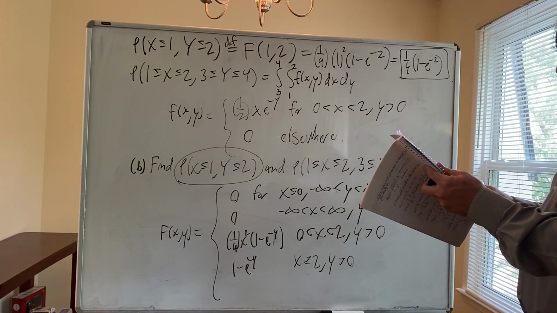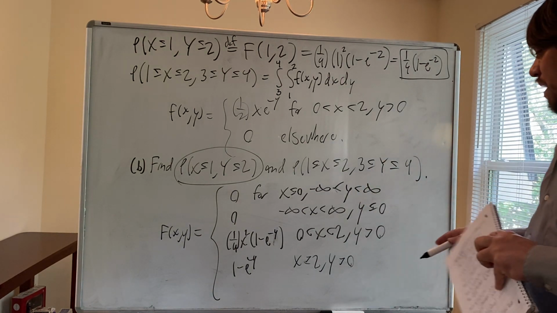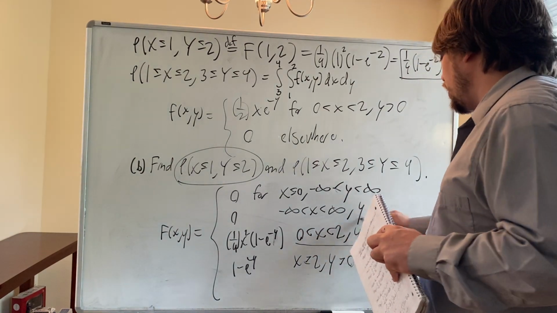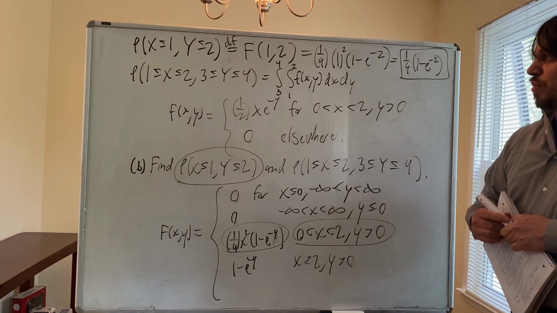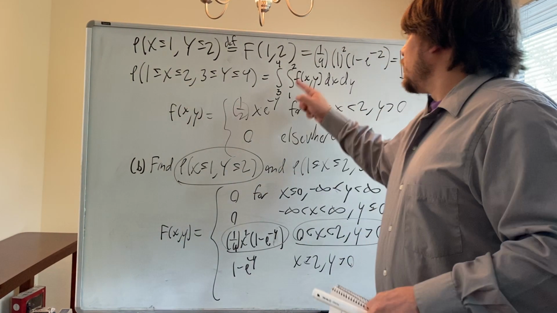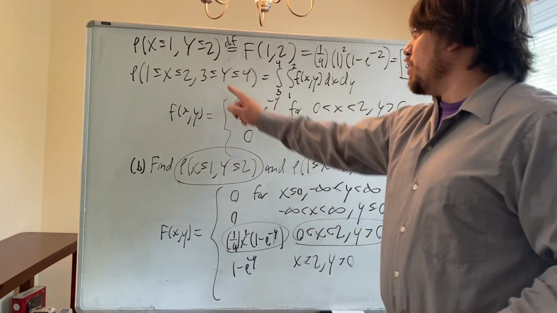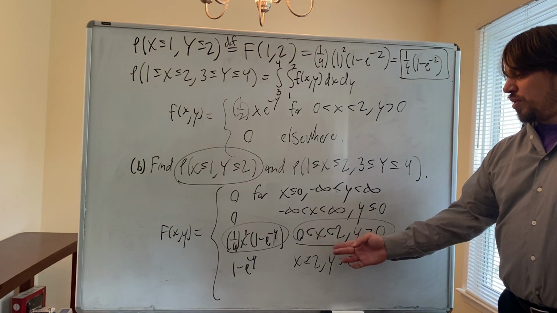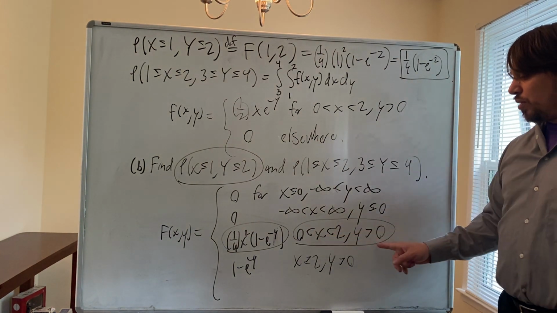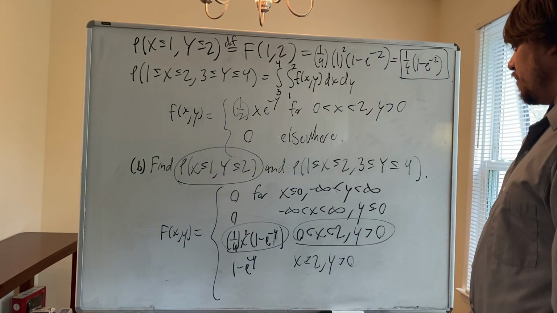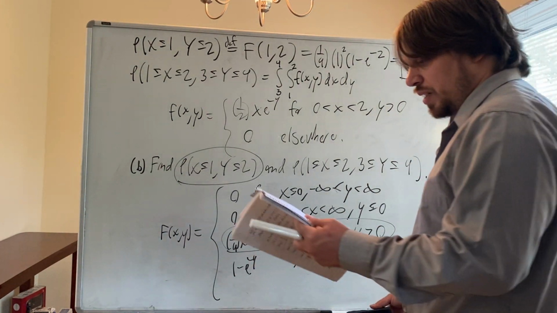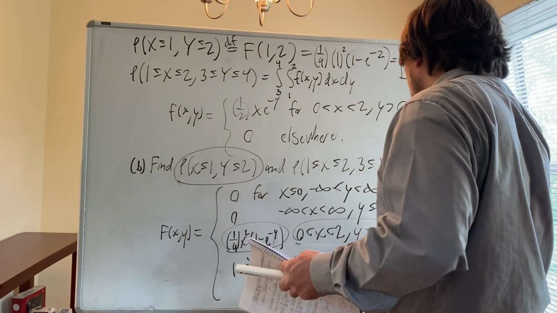And so if x is from 1 to 2 and y is from 3 to 4, then we're looking at those ranges of x and y values, right? X is between 1 and 2, and y is between 3 and 4. And so it falls into the range of x between 0 and 2 and y positive. And so, wait, sorry. Sorry, that's capital F.